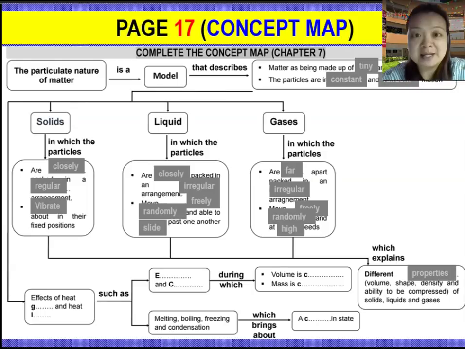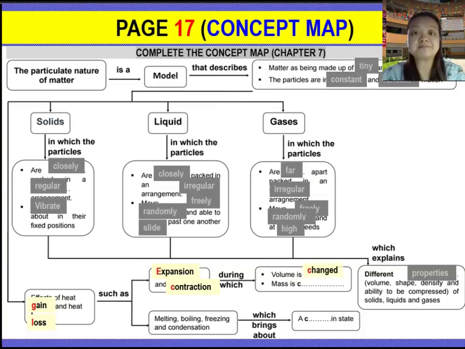Okay, so let's end our lesson today by going back to page 17 on your concept map. We talk about heat gain and we also talk about heat loss, right? So heat gain and heat loss can result in expansion and contraction. Now in expansion and contraction, what will happen? Volume changes, but mass is conserved. Conserved means it stays the same. So the space that the object occupies will increase or decrease depending on whether you're talking about expansion or contraction, but the mass of the object still remains the same.